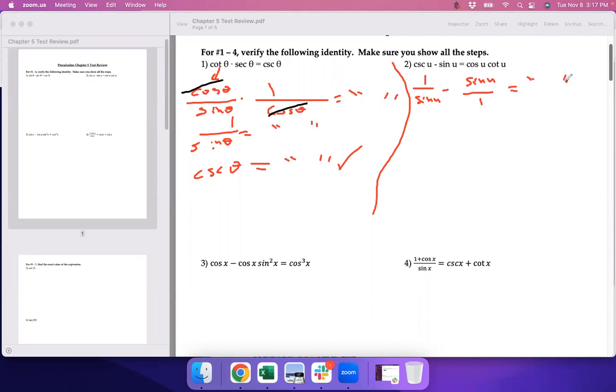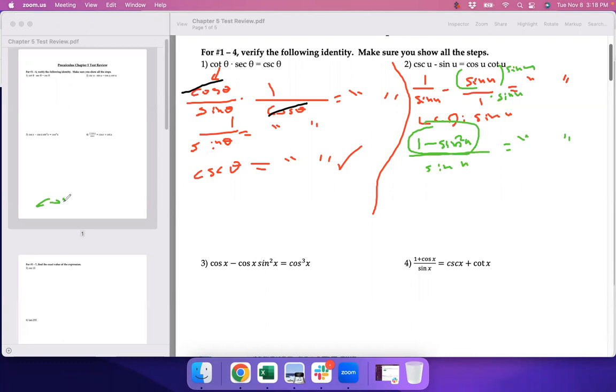And if you feel like you're spinning your wheels, then you could obviously redo and do the right side. So the LCD here, of course, is sine u. So you have to multiply top and bottom by sine u. If you do that, you wind up getting 1 minus sine squared u. And down below, you get sine u. The other side, again, remember we left alone.